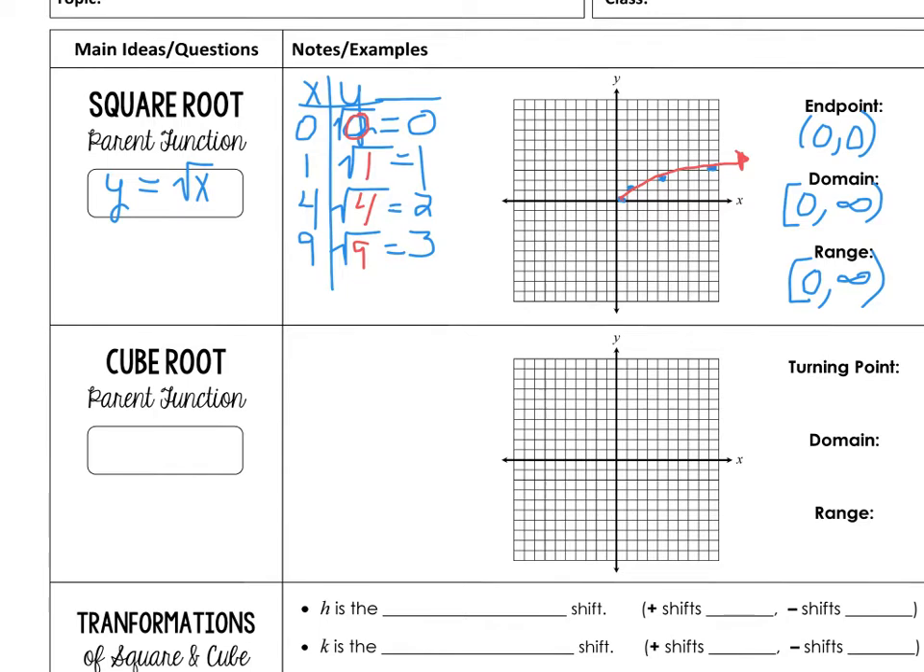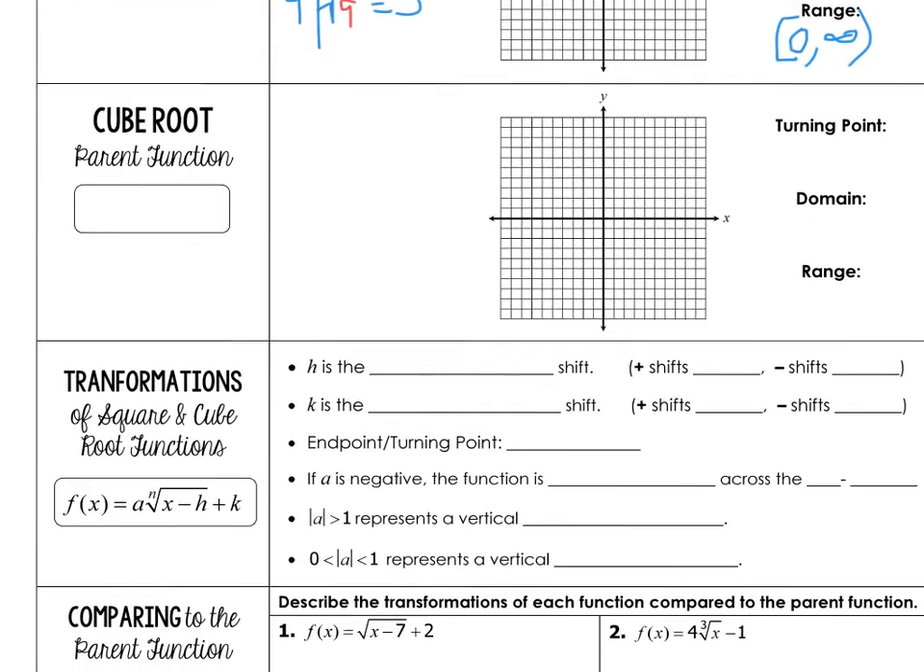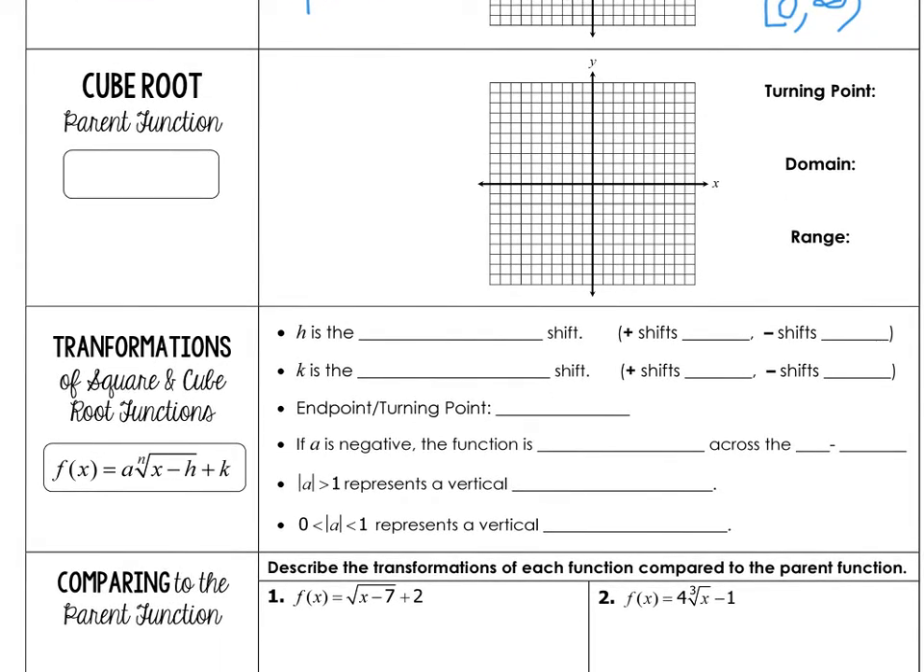So let's look at the cube root function. The cube root function is y equals the cube root of x. When we choose values for x, we need to choose values that are perfect cubes. So I'm going to start off with my xy table.